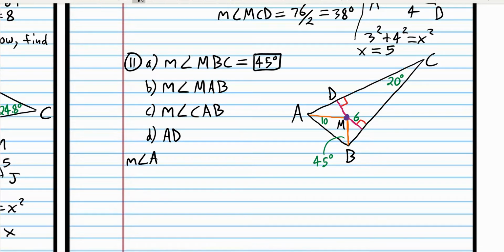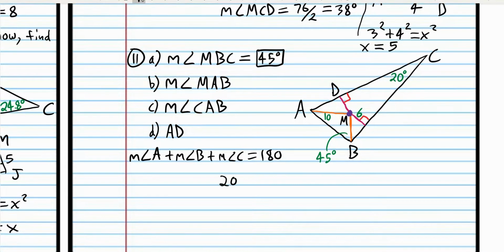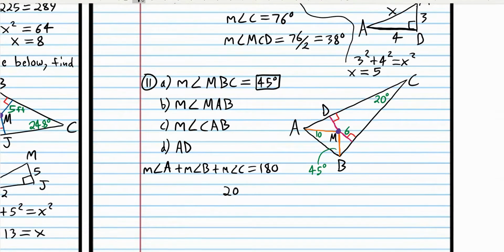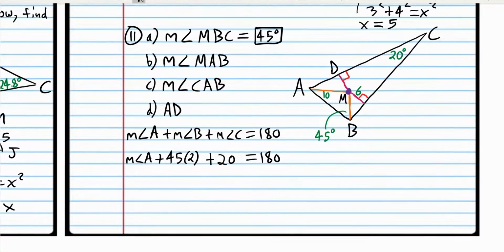Measure of angle A plus measure of angle B plus measure of angle C is equal to 180. And measure of angle C is 20 degrees. Measure of angle B is 45 times 2. And we don't know measure of angle A. Do all the math on that, and we get measure of angle A is 70 degrees.